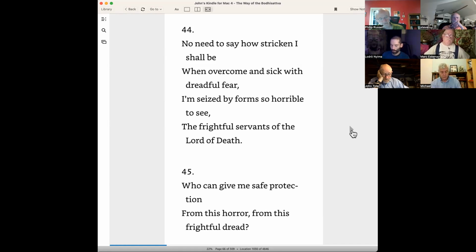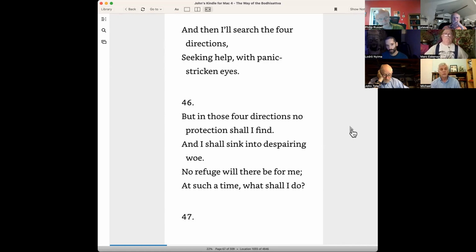I'm seized by forms so horrible to see, the frightful servants of the Lord of death. Who can give me safe protection from this horror, from this frightful dread? And then I'll search the four directions, seeking help with panic-stricken eyes. But in those four directions, no protection shall I find, and I shall sink into despairing woe. No refuge will there be for me at such a time. What shall I do?